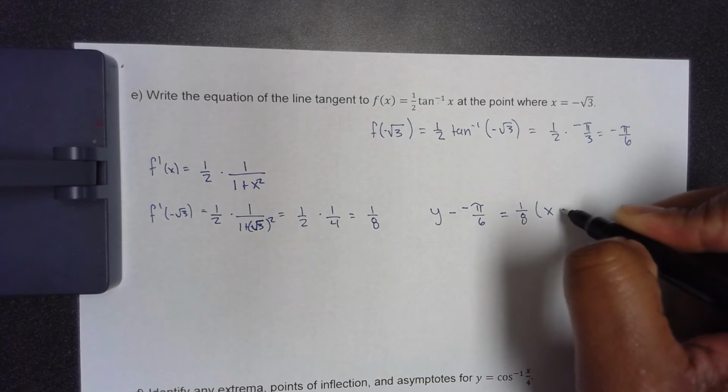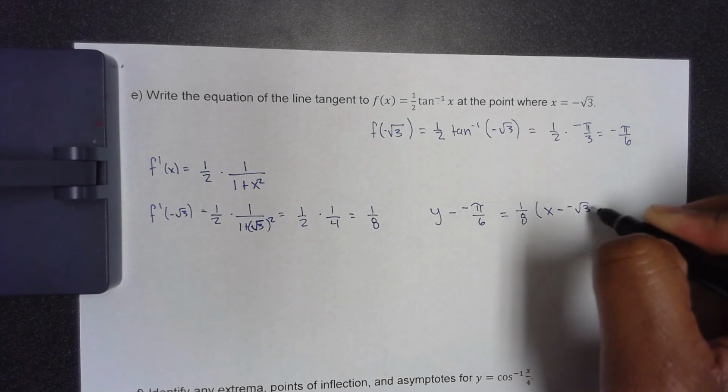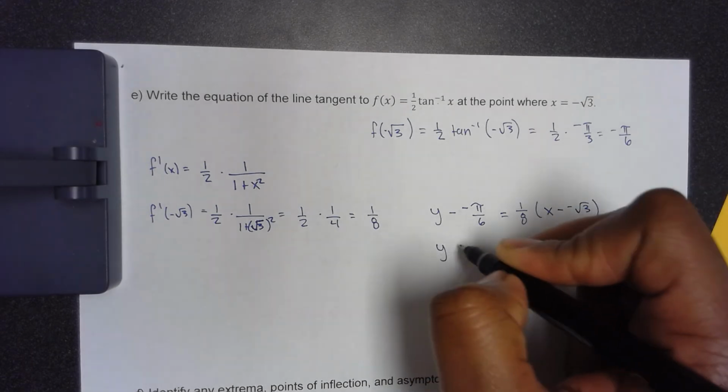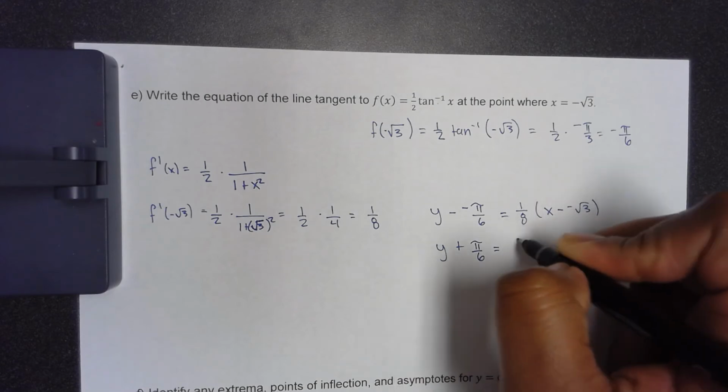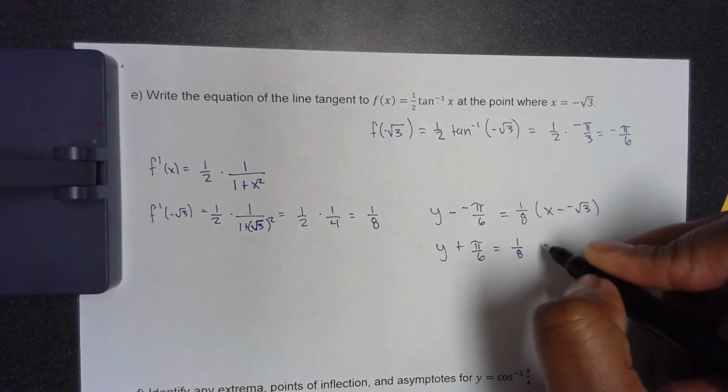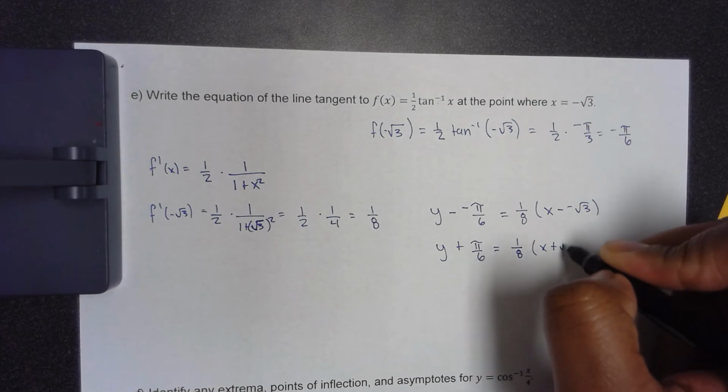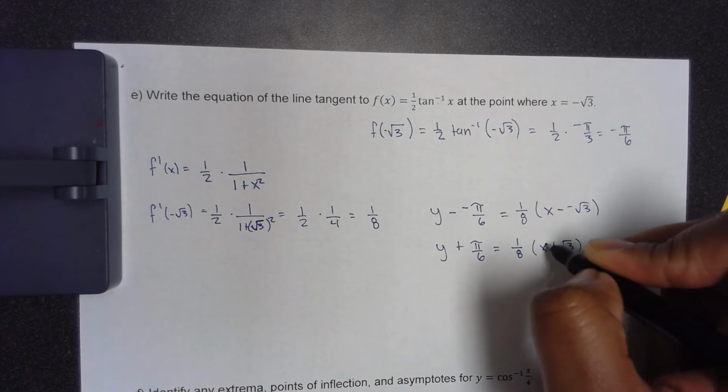So the equation of the tangent line is y minus negative pi over 6 equals 1/8 times x minus negative square root 3. Fully simplified would be y plus pi over 6 equals 1/8 times x plus the square root 3.